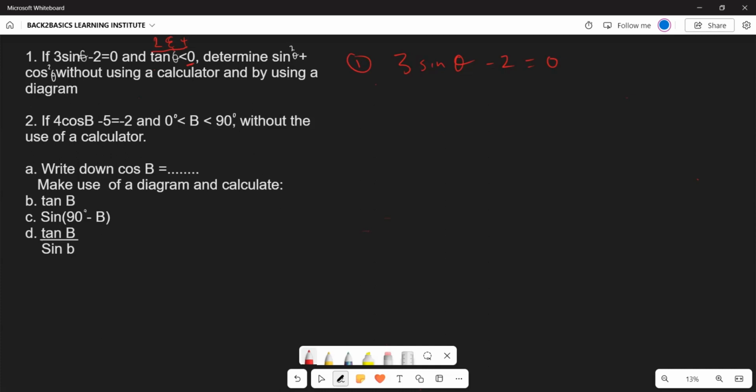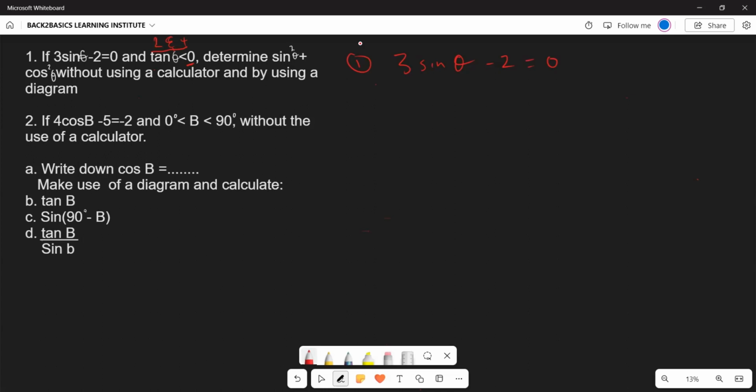They want you to determine the value of sine squared theta plus cos squared theta without the use of a calculator, and by using the diagram. So what is it that you're going to do? I said first, step one, you need to isolate the trig ratios. So now let's start by isolating the trig ratio.